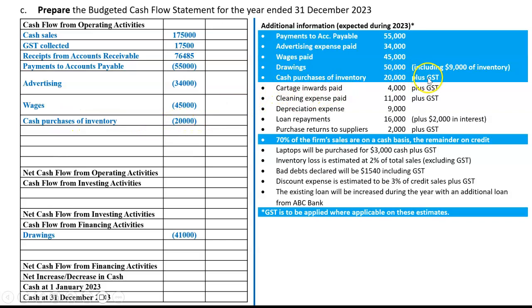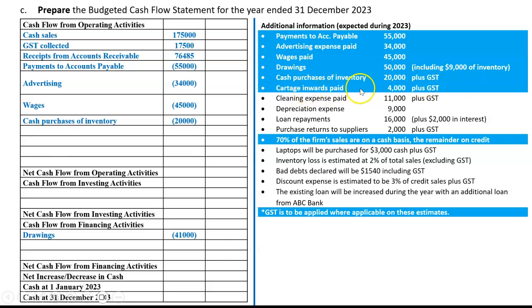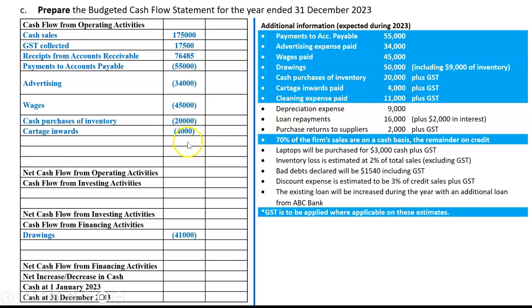With the GST, I always leave GST paid until the end, and I'll explain why. So I'm not going to put that in it. I think it's much easier if you leave it till the end. Next thing, cartage inwards paid $4,000. I'm going to leave the GST again, but cartage inwards is an operating activity, so this will go here. Cleaning expenses, $11,000. That's an operating activity.